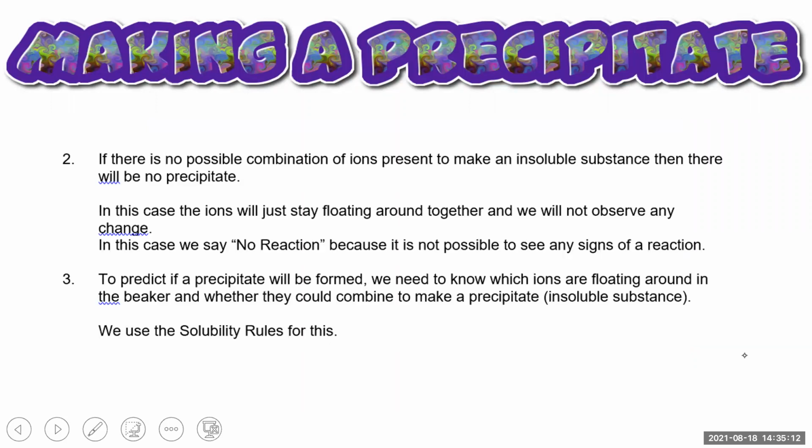However, if there's no possible combination of ions present that makes an insoluble substance, then there won't be any precipitate. The ions won't clump together and they'll just stay floating around and we won't see anything happen. So we would say that no reaction occurred because we couldn't see any signs of a chemical reaction. Now we're going to learn how to predict if a precipitate will be formed. And for that, we're going to need to know which ions are floating around in the beaker and whether or not we've got the ingredients for an insoluble substance. So we're going to need our solubility rules for this that you've been practicing. Let's have a go.